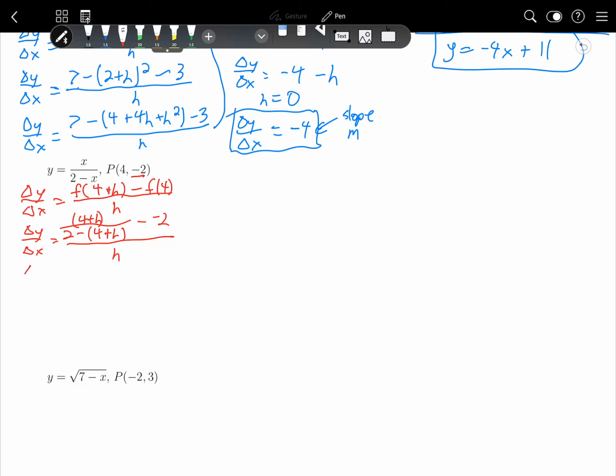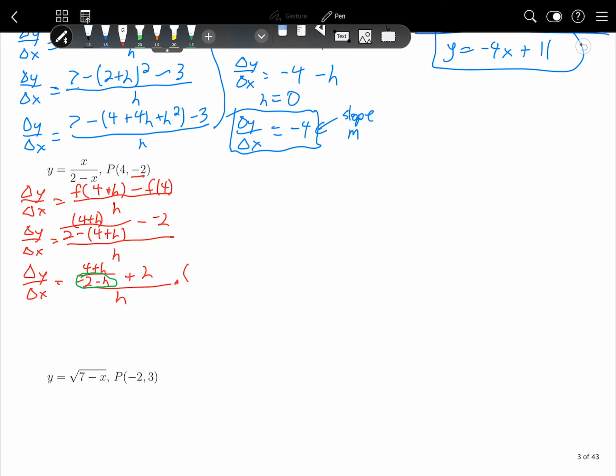Okay, and so now we can do some simplifying. So delta y over delta x equals 4 plus h over 2 minus 4 is negative 2 minus h, plus 2, over h. And so now what we have is what we call a complex fraction, right? We have a fraction within a fraction. So the way you deal with fractions within fractions is you multiply by the least common denominator. So that least common denominator is this piece, right? That's the only denominator within the bigger fraction.